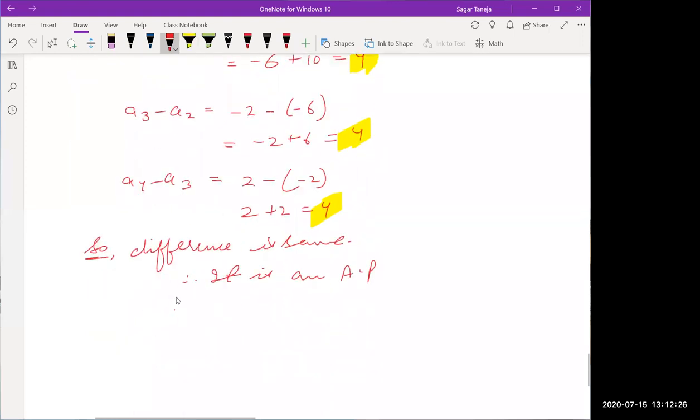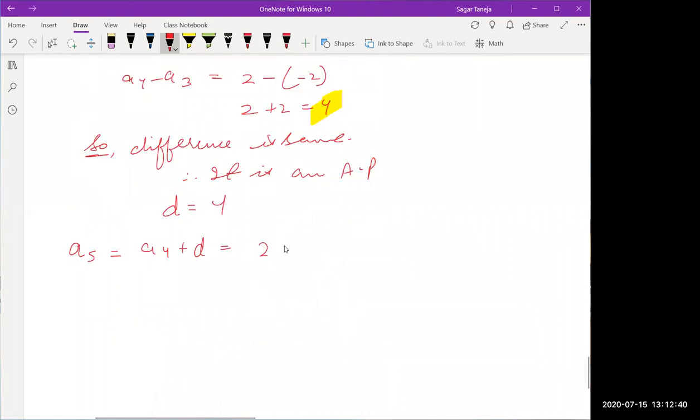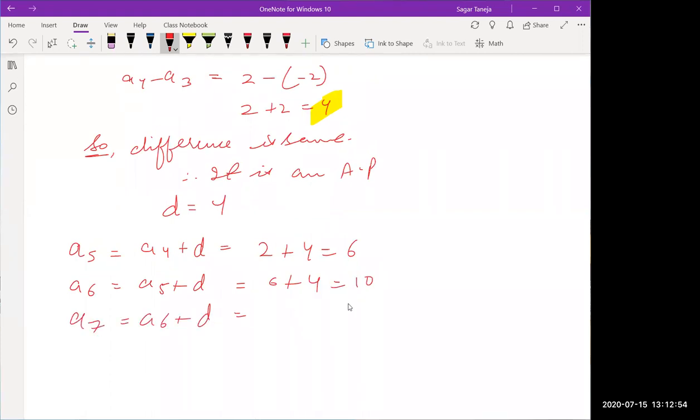So after this, they are asking for the common difference. Common difference here is 4. Then they're asking for the next terms. Till A4 it is given, we have to calculate A5. That is A4 plus D. What is A4? Look here, 2. And D is 4. It is 6. And the same way A6, A5 plus D, that is 6 plus 4, 10. And A7, that is A6 plus D. So A6 is 10, and adding the same difference gives 14. So next three terms are 6, 10, and 14.